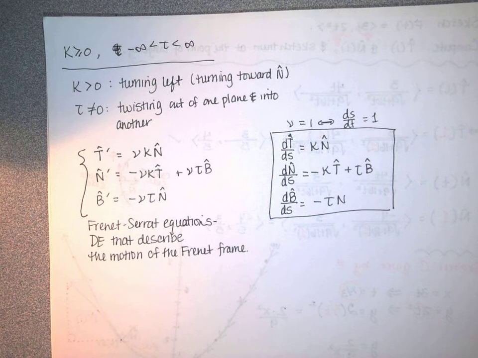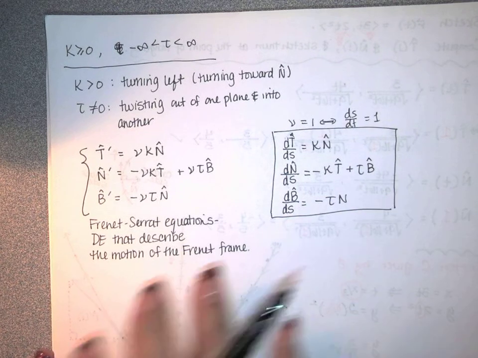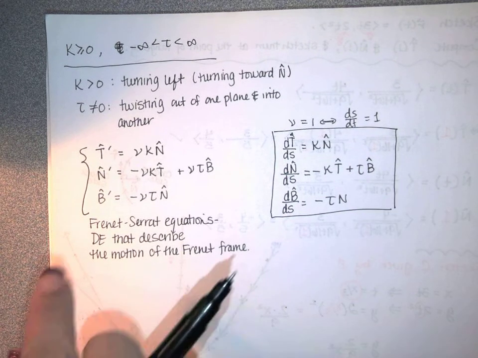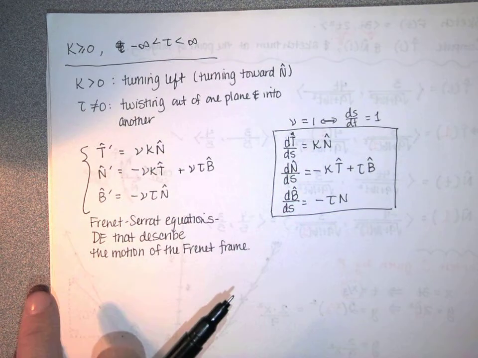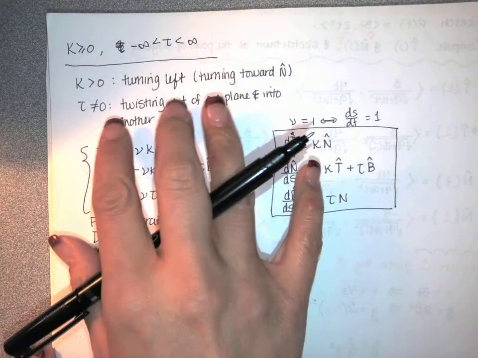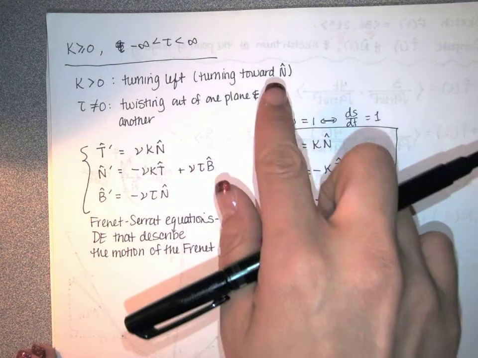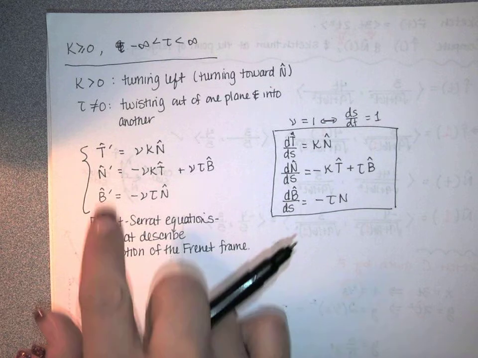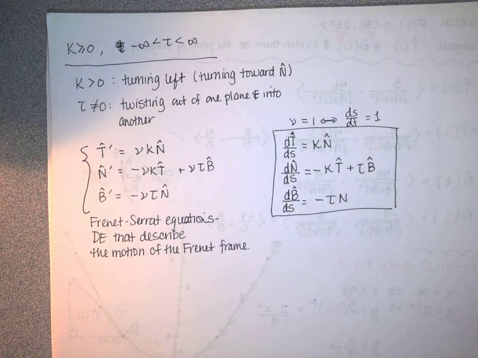Now again, it's not extremely important to me that you can state these equations, but it is extremely important to me that you understand what these quantities mean. If your curvature is greater than 0, you're turning. You're always turning to the left. T hat is turning towards n hat. If torsion is non-zero, you're twisting out of one plane and into another.